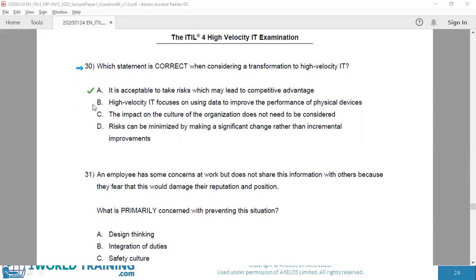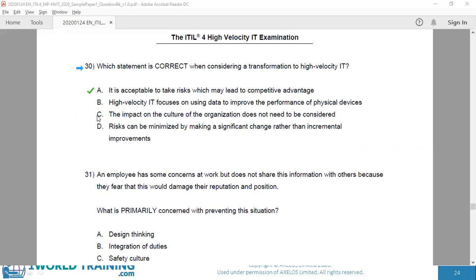Can transformation to HVIT be done when the data is used to improve the performance of physical devices? This is incorrect because this is associated with operational technology, which is the application of digital technology for detecting or causing changes in physical devices through monitoring and or control.